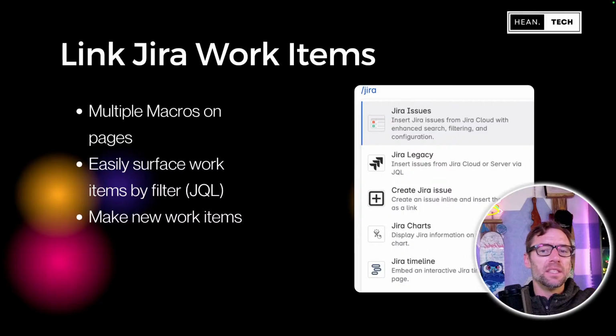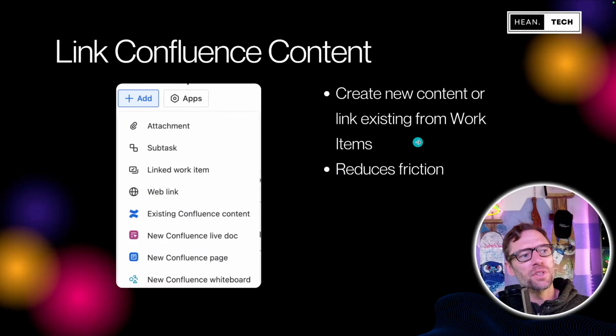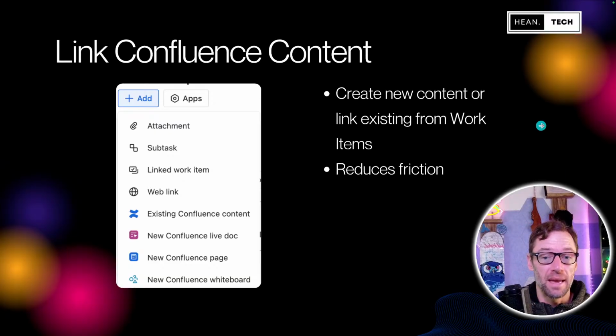So I can pull in a list of Jira work items and show them to folks. This is a great way to get stakeholders to look at things because sometimes they don't want to use Jira. They want to go into Confluence or are more comfortable with that. But on the Jira side, I can link existing Confluence content or make new Confluence content directly from the work item. So I make sure that my team knows about the ability to do that.